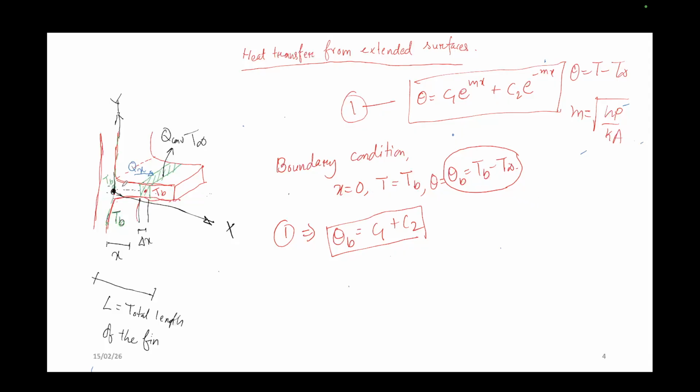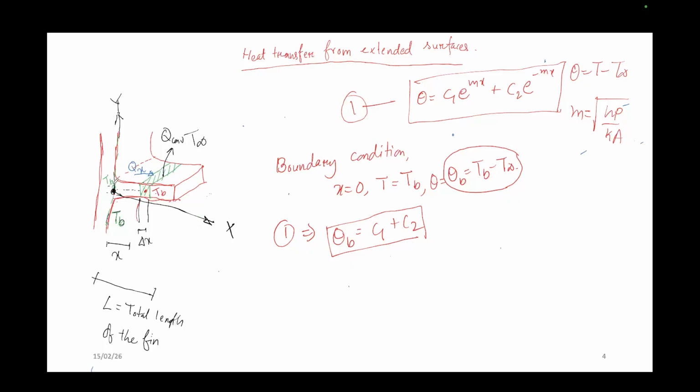But see, T B means the temperature is given at the base, and T infinity is known. So indirectly I can say that theta B is known. It's a known parameter. So the main unknowns are C1 and C2. To solve an equation having two unknowns, how many equations are required? Two equations are required. This is one equation, right? So I need to find another equation. How do I find it?